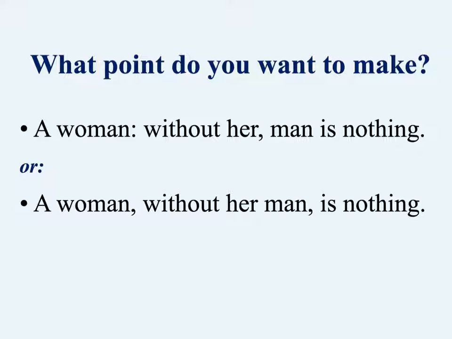So here, clearly, the writer is saying how important women are for men, and men, without women, are in this case nothing. The second sentence, though, obviously has a very different meaning. A woman without her man is nothing. That implies exactly the opposite. In other words, that a woman is completely dependent on a man. Hopefully that is an example which really illustrates how important it is to get the punctuation in your written piece as accurate as possible.